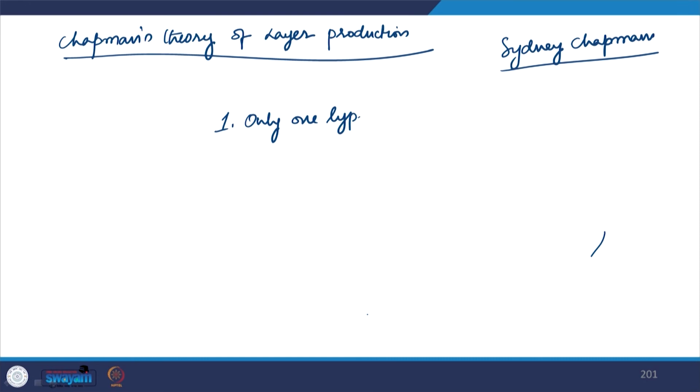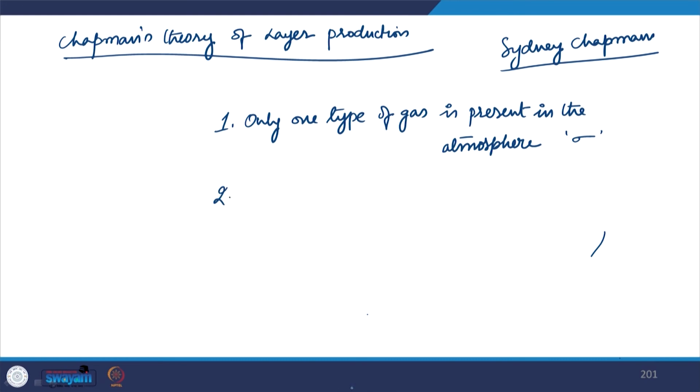We say that only one type of gas is present in the atmosphere. That means we will take that all the gases have a single cross section.